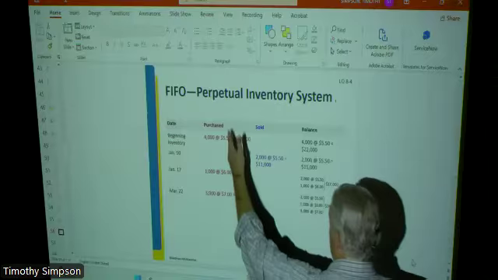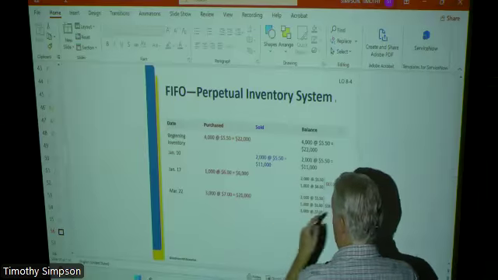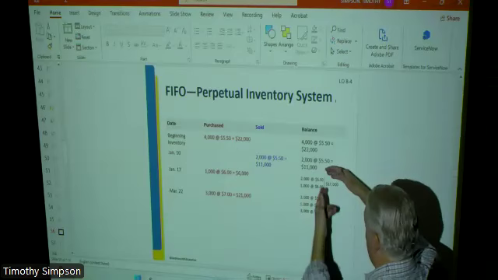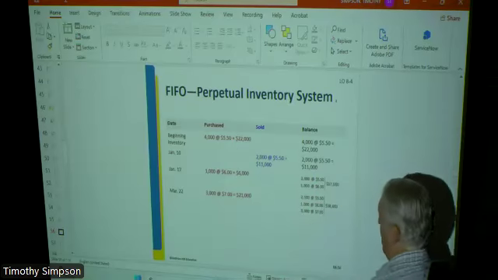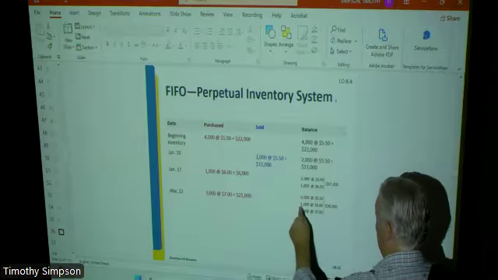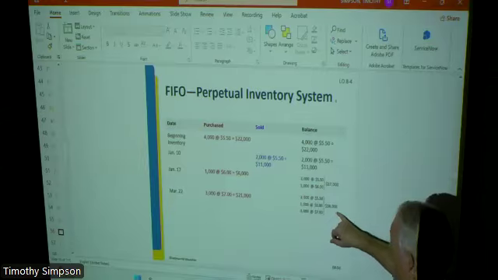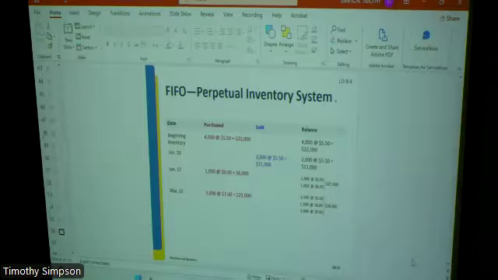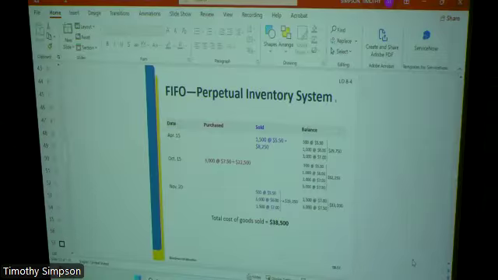We bought more, 3,000 units at $7. So we have all this plus the new layer, 3,000 at $7. If you do the math, quantity times price, you get $38,000 at the end of March 22nd. Again, we're updating the inventory figures as we go, and this is what the perpetual system does. But we're not done yet with the year.